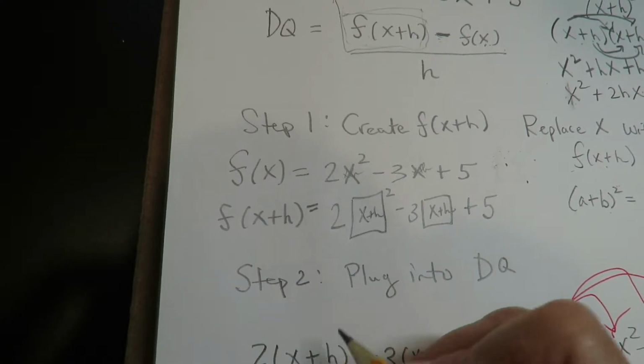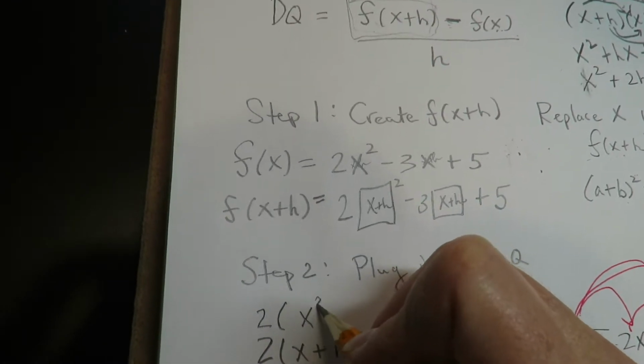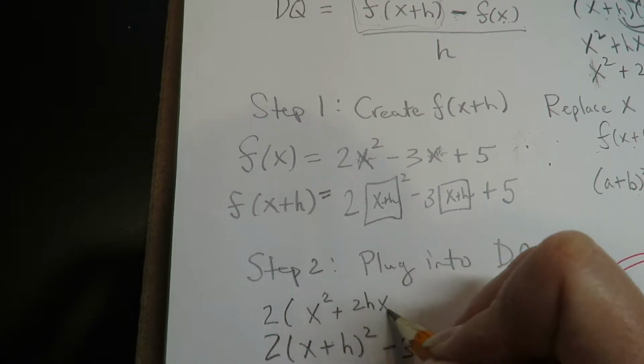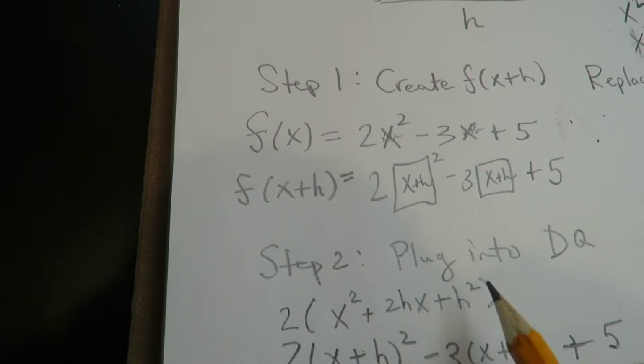All right, so this is going to FOIL. You have to use your PEMDAS, right? This is going to FOIL to x squared plus 2hx plus h squared. This part here will become this.